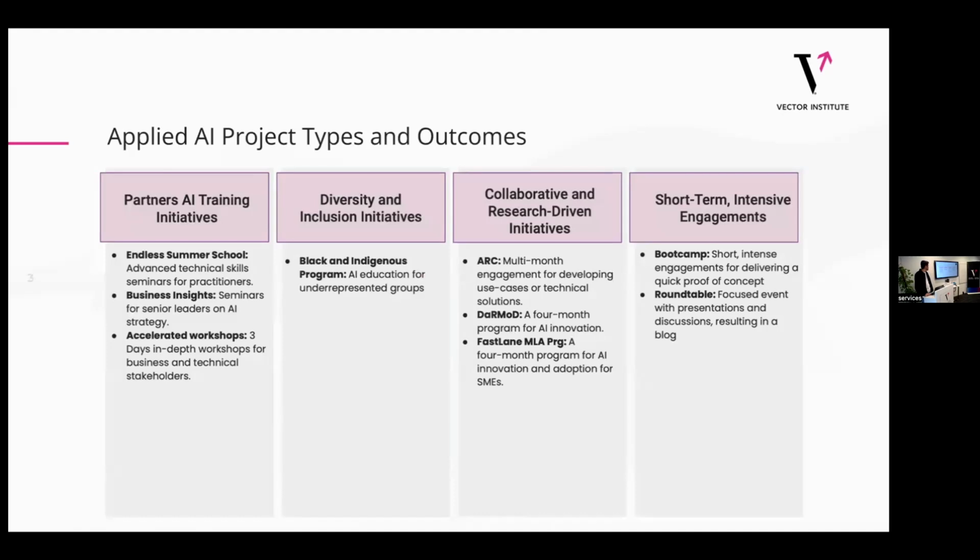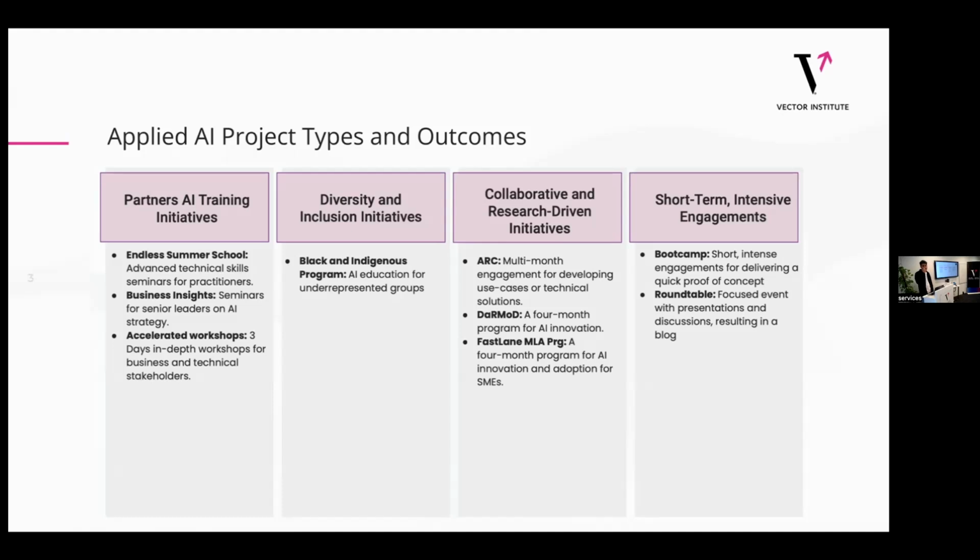About the applied AI project types and outcomes, in the industry team, we have many different types of projects that are being defined and done in this team, which make many engagements with Vector itself and also sponsoring companies and people from outside Vector. They can be categorized into 4 different categories: AI training initiatives, diversity and inclusion initiatives, collaborative and research-driven initiatives, and short-term intensive engagements, something like bootcamps and roundtables that I'm sure everybody's familiar with.